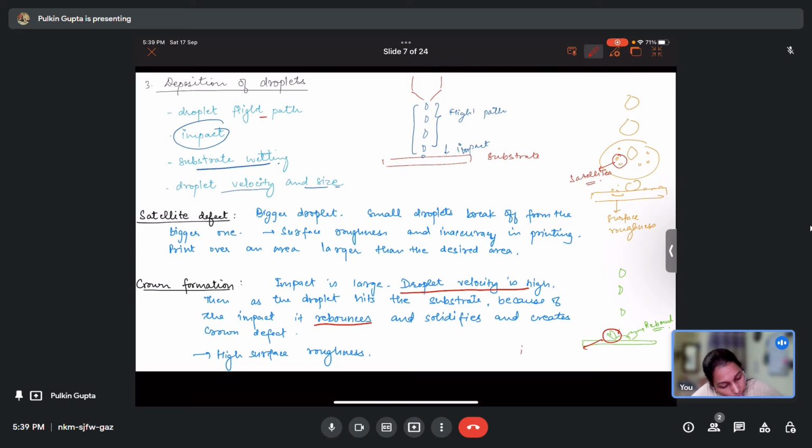It solidifies as it doesn't get sufficient time to flow back down. Okay, so this now forms a crown. So this is a crown defect and this results in high surface roughness. You can easily correlate it with a rain droplet impacting the earth's surface and then rebounding from the surface.